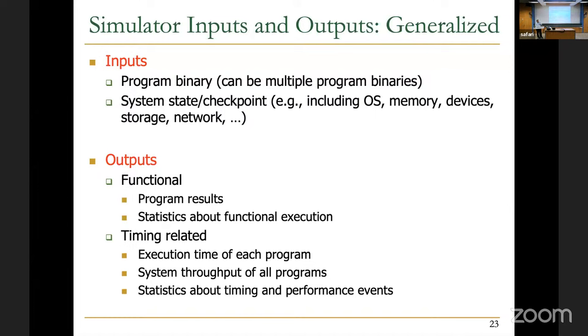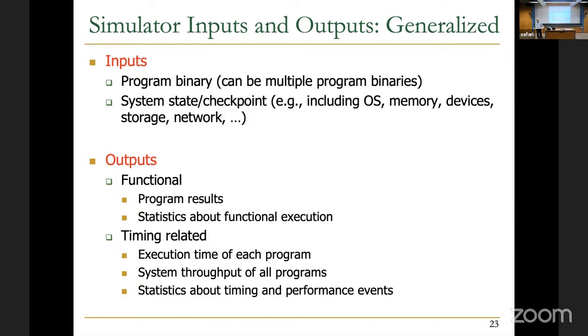For example, in your application, you can calculate the number of additions, multiplications, floating point operations. You can calculate the number of these operations, essentially, or the number of branches, for example. But there are some outputs that are timing related, like the execution time of each program. So these are related to timing.